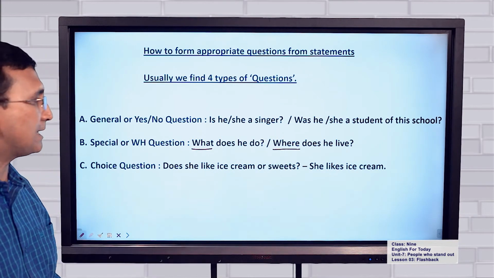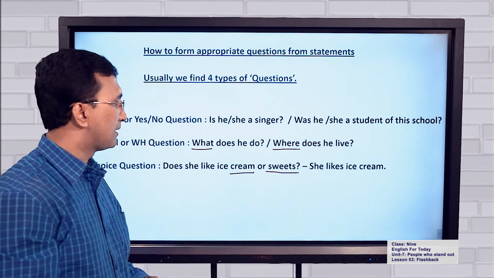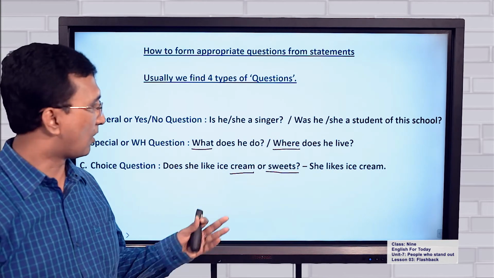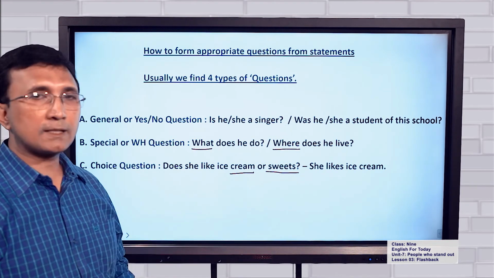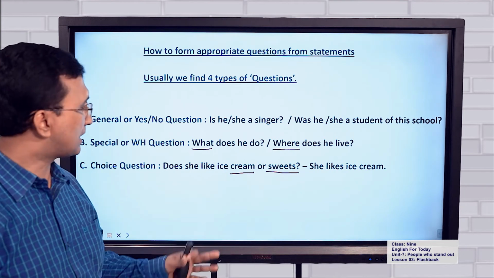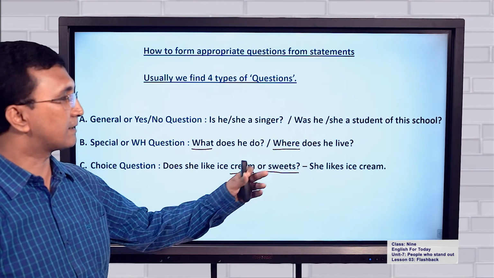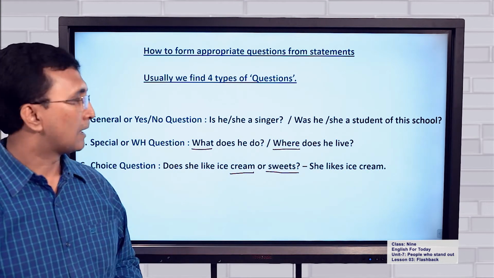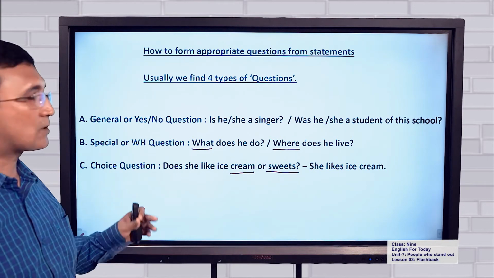The students, here the options are given, whether you can choose ice cream or sweets. She can choose ice cream or sweets. Now the answer is she likes ice cream. As the options are given, that's why it is called choice question.